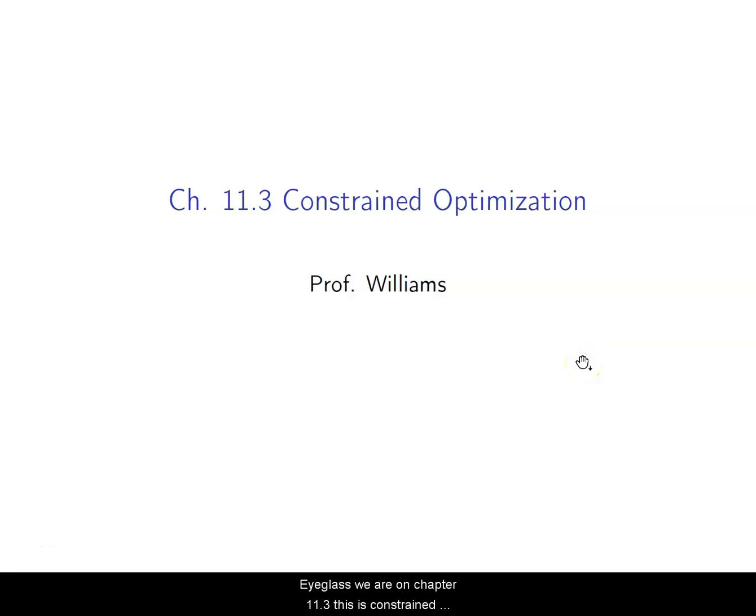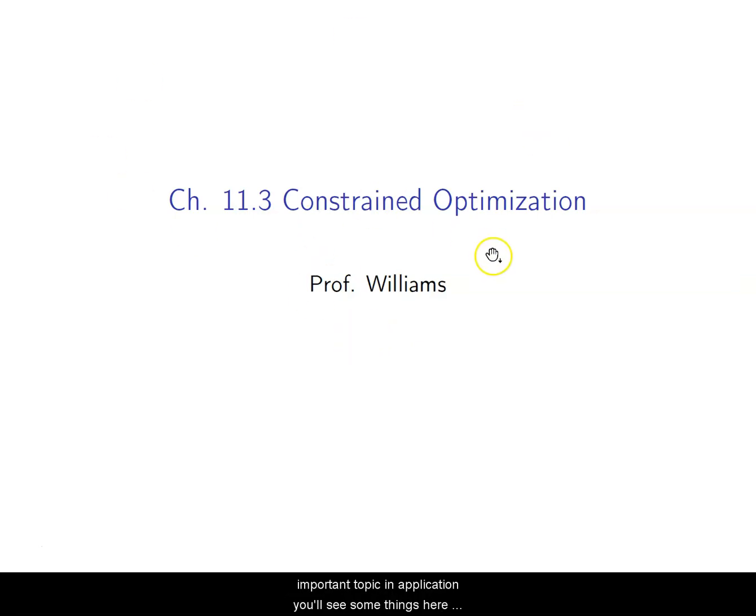Hi class, we are on chapter 11.3. This is constrained optimization. So what we're trying to do is optimize a quadratic form subject to a constraint, right? So I want to find the maximum or minimum value of this function such that x, y, or z, right? So I'm going to have some sort of conditions, and so I need to find the max or the min subject to those constraints, right?